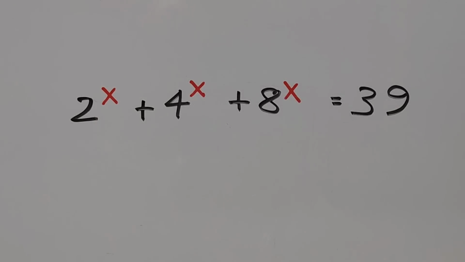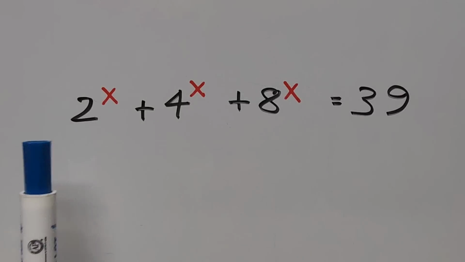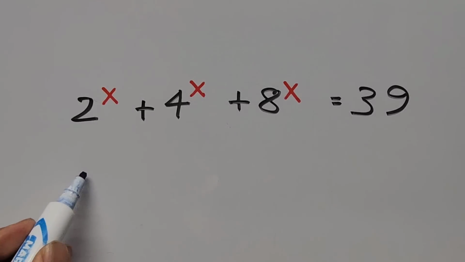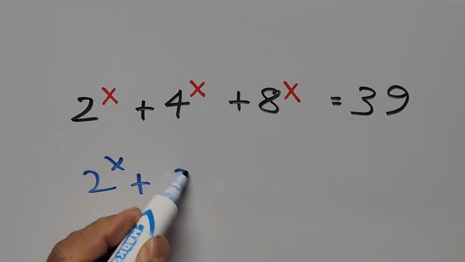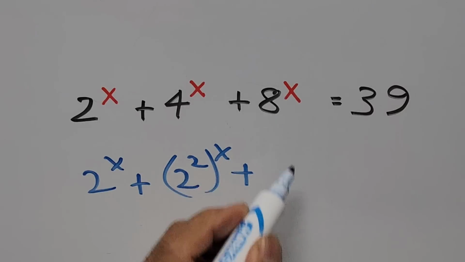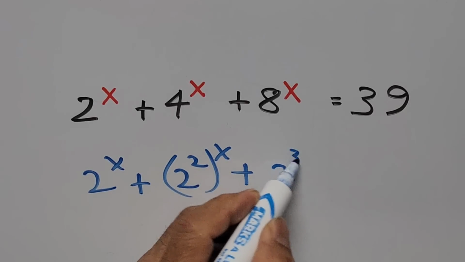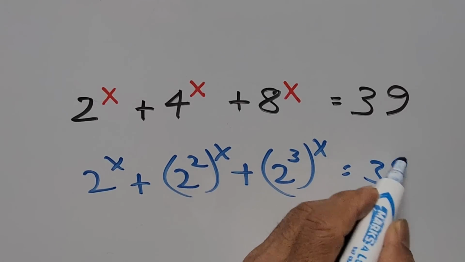All right, so let's start. What we're going to do here now as a first step is we make the base the same as base 2 on the first one, the leftmost term. Okay, so let's do that. So 2 to the power of x plus 4 can be written as 2 squared to the power of x. Third term, 8 can be written as 2 cubed to the power of x equals 39.